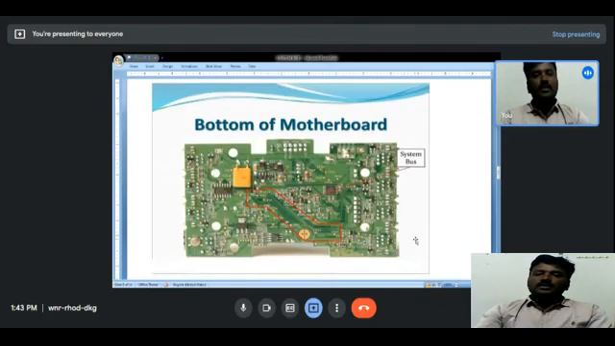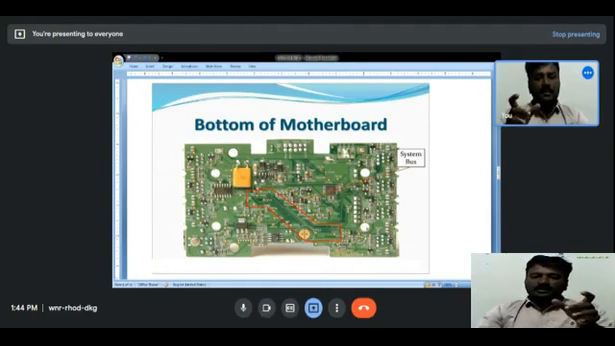So this is nothing but the bottom of the motherboard, where different ICs and some other different components are connected. You can see the red colored line. Okay, here you can see the red colored line. So this is nothing but the system bus. Okay, this is nothing but a system bus. So in the motherboard, we can see the bus here.